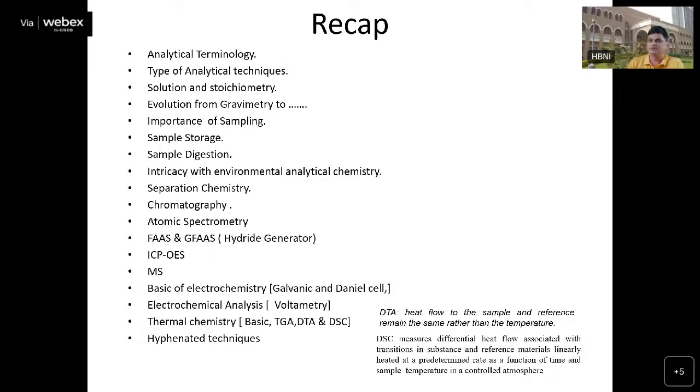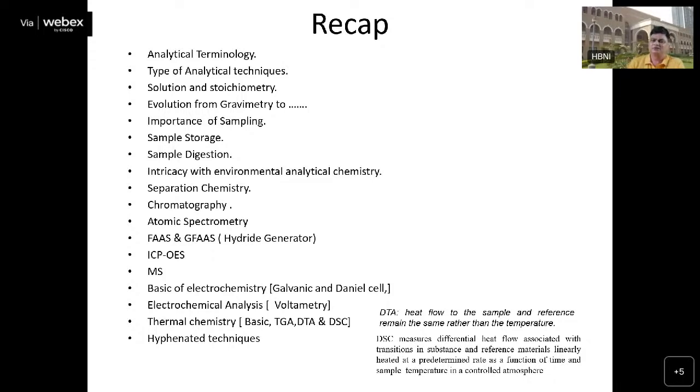In atomic spectroscopy, we saw flame atomic absorption spectroscopy, graphite furnace atomic absorption spectroscopy, and in this section we also saw the hydride generator. So basically there are three different kinds of atom cells. Atom cells are where we convert our analyte into atoms. In the flame, we have seen two different kinds: an air acetylene flame, where the temperature is about 2300 degrees centigrade, and a nitrous oxide acetylene flame, where the temperature is about 3200 or 3300 degrees centigrade.